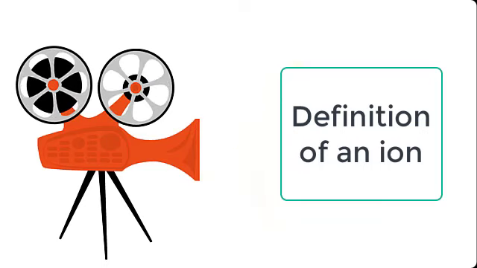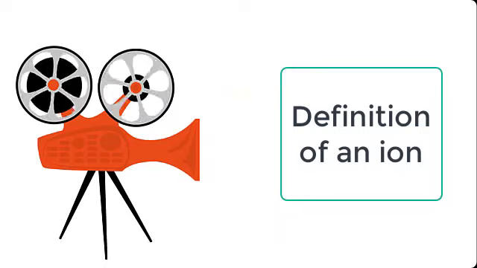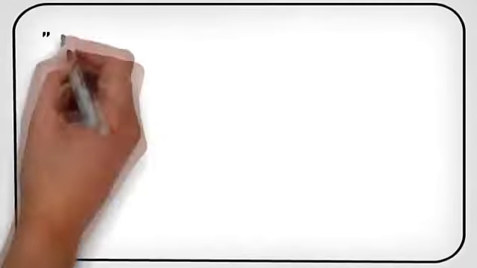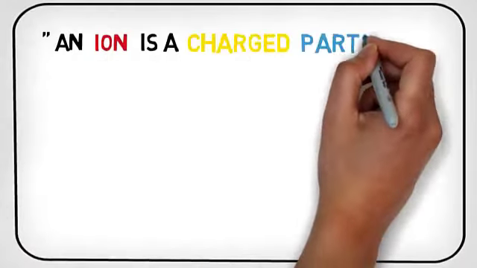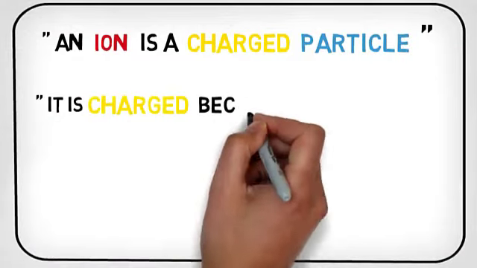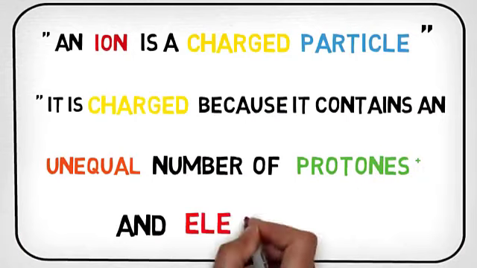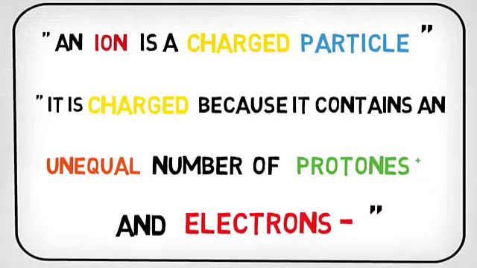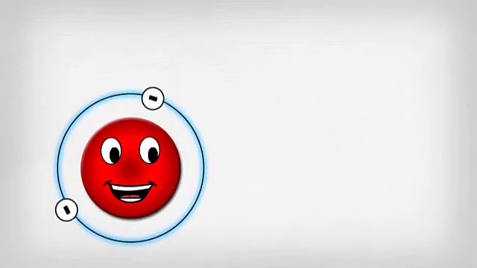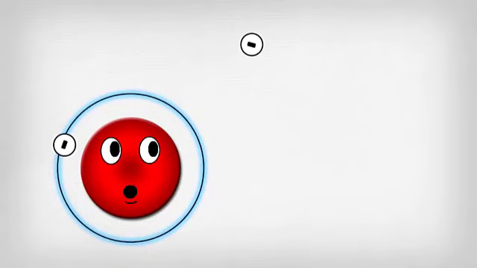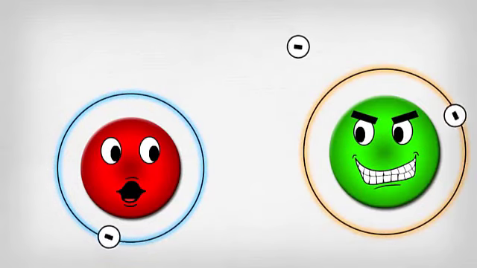Watch the video to figure out the definition of an ion. Ions. An ion is a charged particle. It is charged because it contains an unequal number of protons and electrons. So an ion is an atom that has either lost or gained electrons.